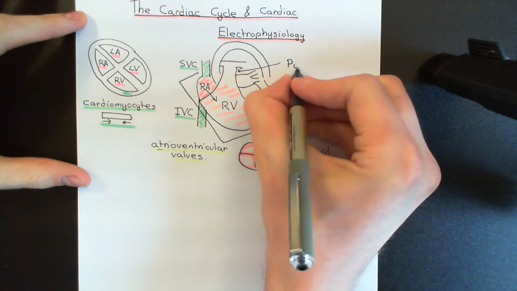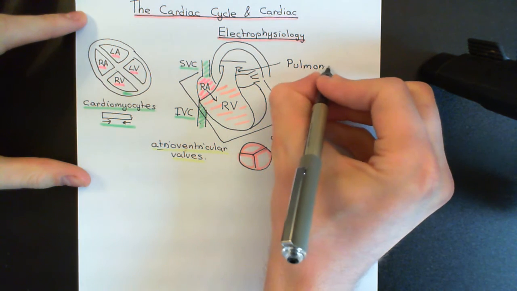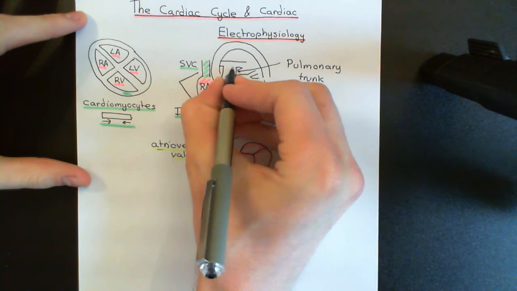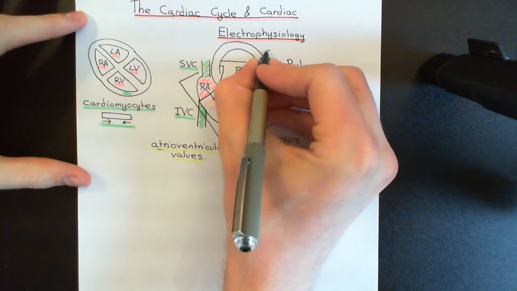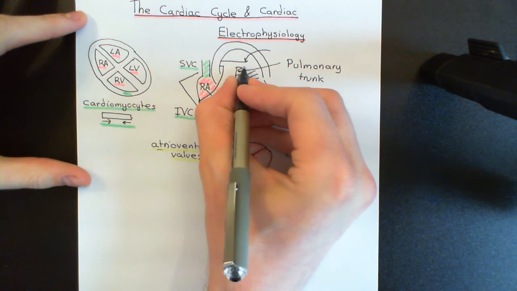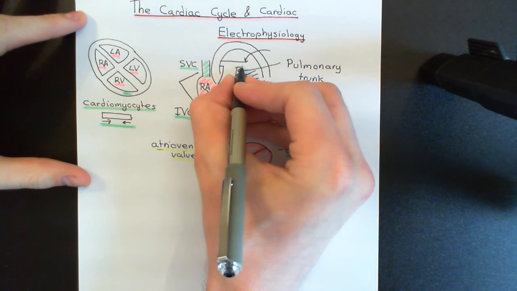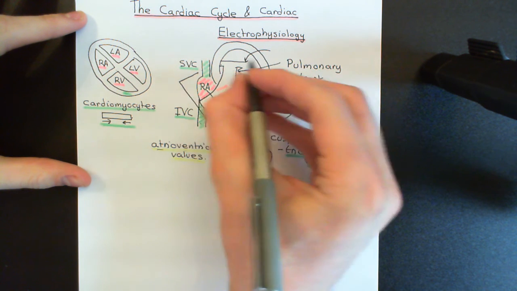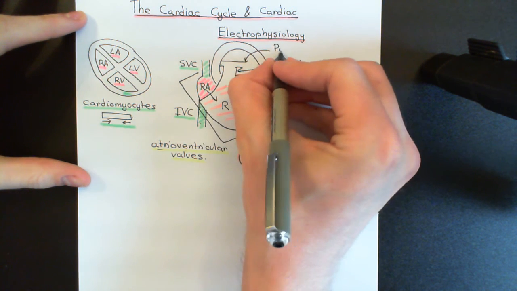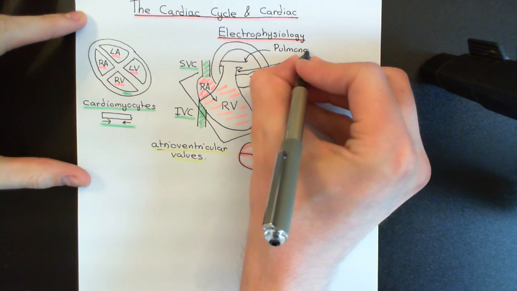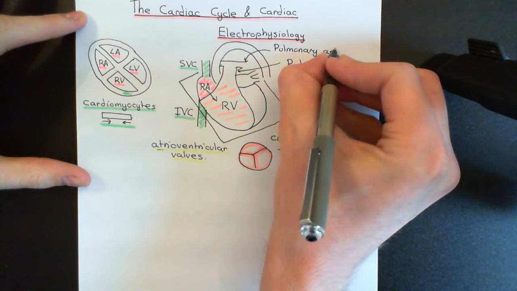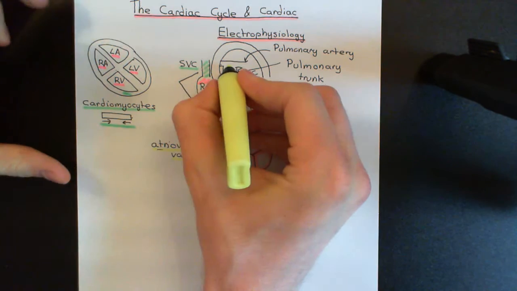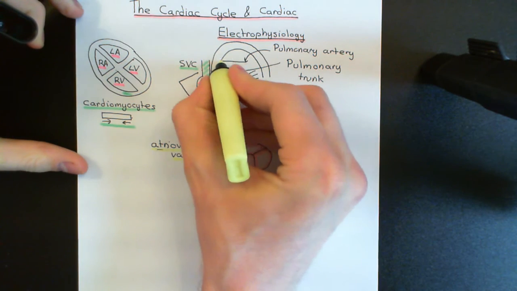So this big trunk that comes out of the right ventricle is called the pulmonary trunk, and it quickly splits, as shown here, into the 2 pulmonary arteries. One pulmonary artery will go off to one lung, so this is the left pulmonary artery going off to the left lung, and this is the right pulmonary artery going off to the right lung. I'll just label this as pulmonary artery. In particular, the one that the arrow is going to is the left pulmonary artery.